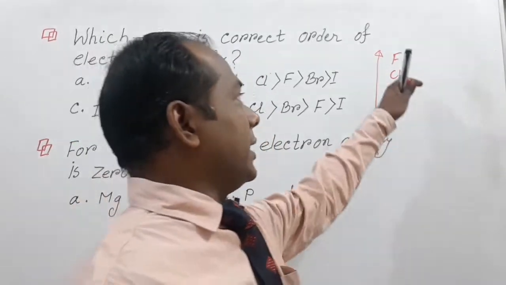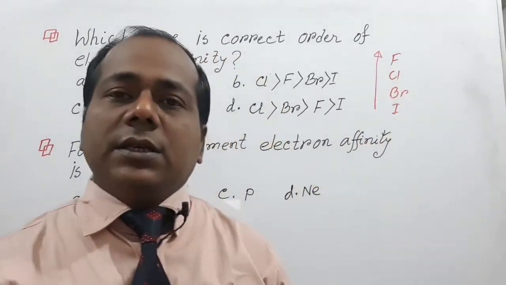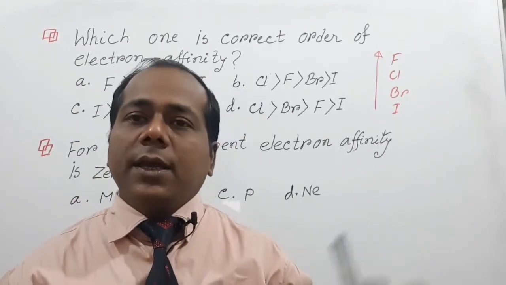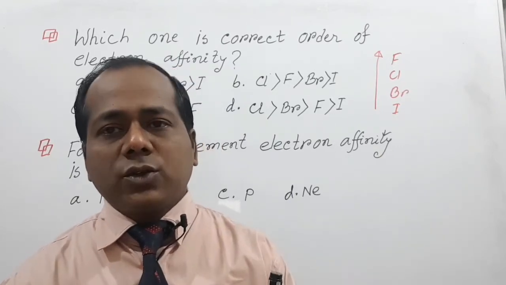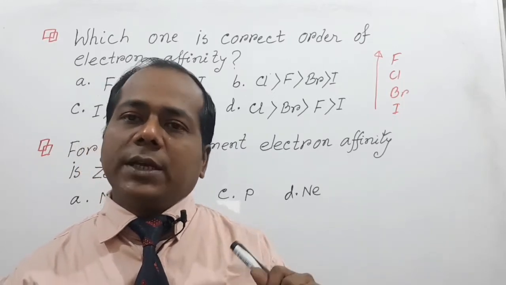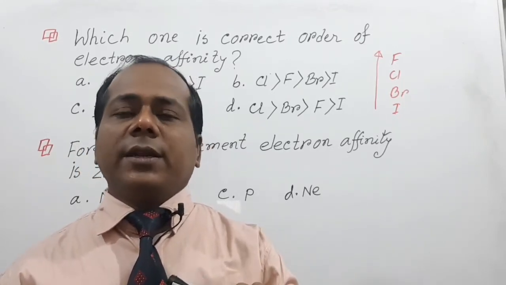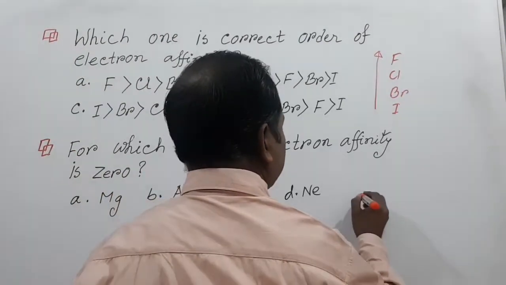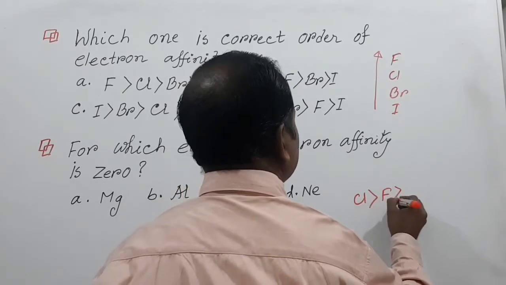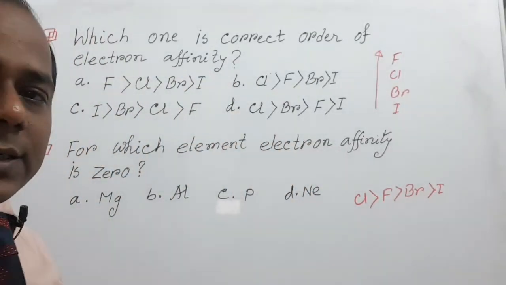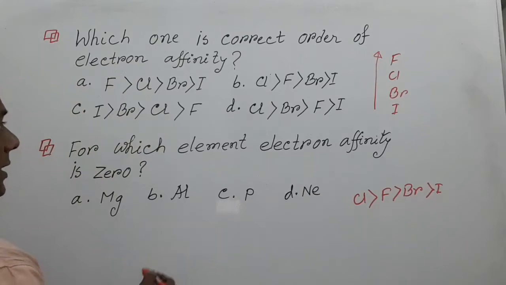But the size of fluorine is very small, so the electron density is very high in fluorine. When one electron is added to fluorine, the electron affinity of fluorine decreases compared to chlorine, and that's why the correct order is first chlorine, then fluorine, then bromine, and then iodine. According to our discussion, we can say that option D is the correct answer.